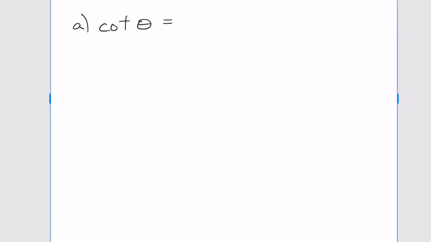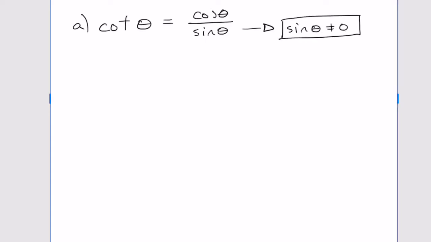Stating restrictions, really all we're looking for is what can sine and cosine not be. For any of these, it's always the same thing: change everything to be in terms of sine and cos. So cotangent theta is cos theta over sine theta. Then whatever the denominator is, you just say it can't equal 0. That's my restriction: sine theta can't equal 0. So always get it in terms of sine and cos, and then any denominators can't equal 0.